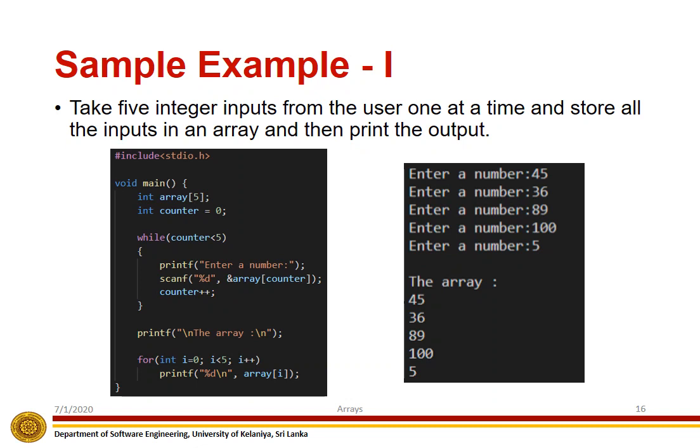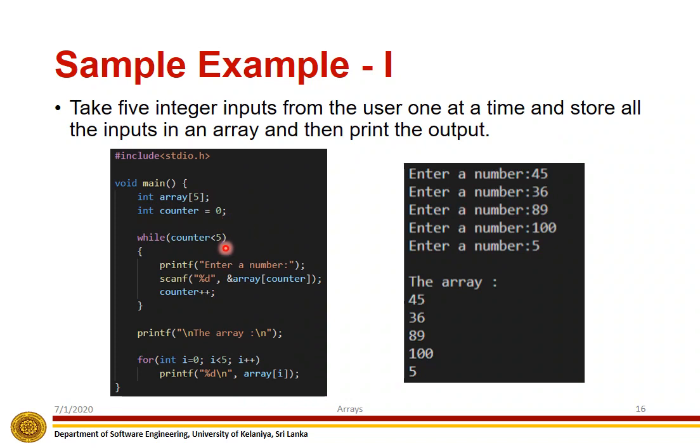So here you can see a complete example. Take 5 integer inputs from the user one at a time, store all the inputs in an array, and then print the output. So here is the code for that. First include the library functions, then inside the main method I have first declared the array. The name of the array is array and it is an integer type array. It has 5 slots. Then a variable, int counter equals 0.